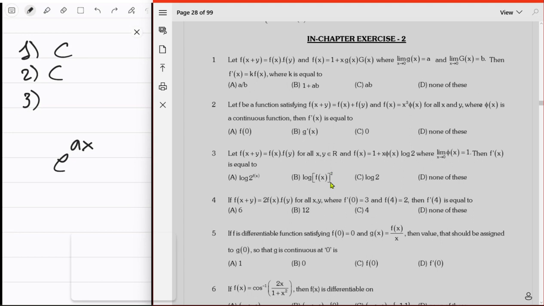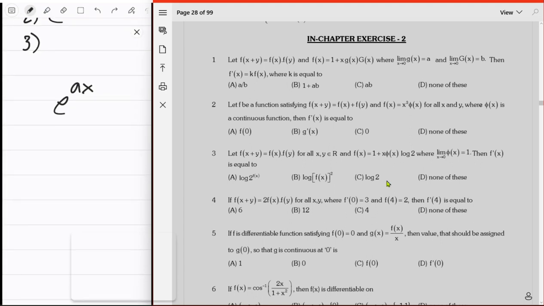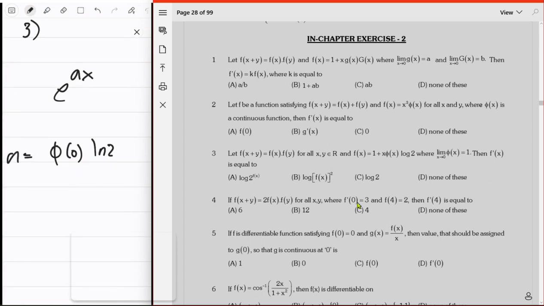Now f(x) is equal to 1 plus x phi of x. Let's differentiate this. f'(x) is equal to what? As x tends to 0, we don't care about that term because it's going to be 1 in any case. So just differentiate, and that term is going to be 0 in any case. So just phi of 0 natural log of 2, that's f'(0), which is just a.